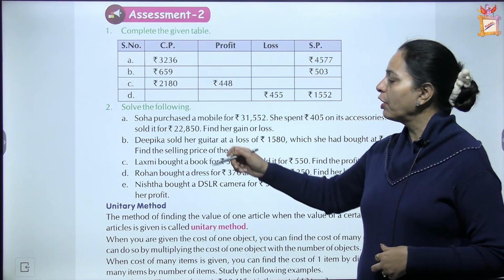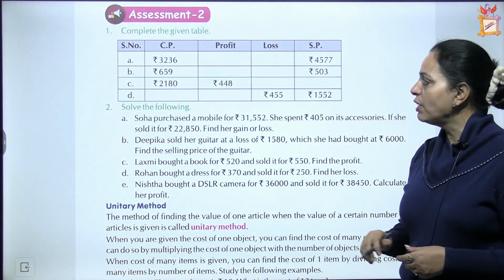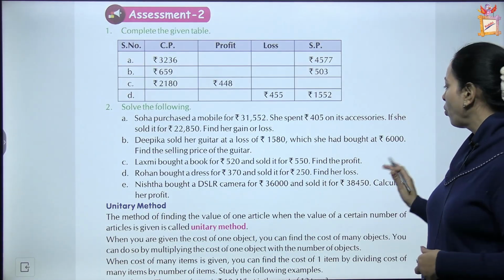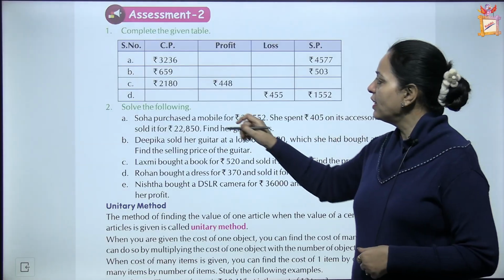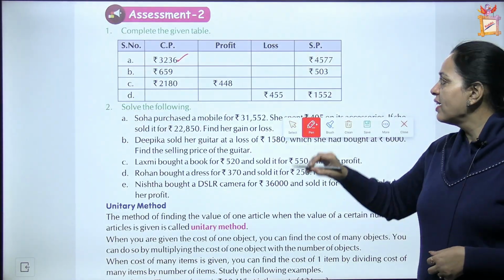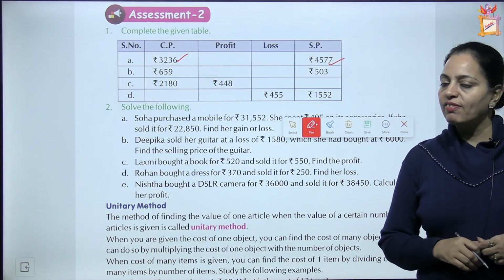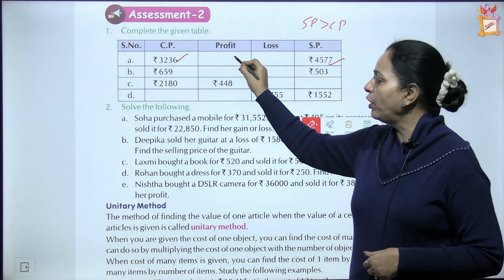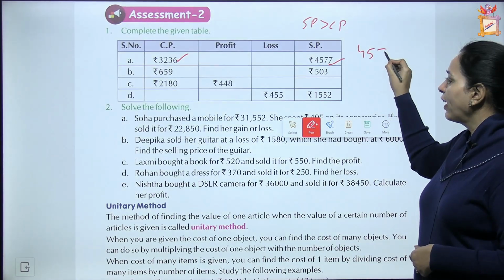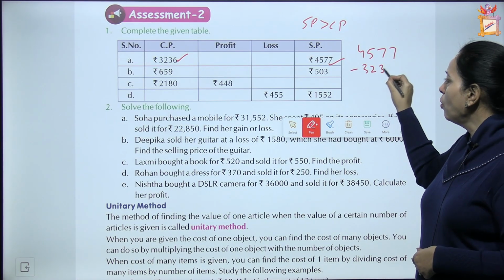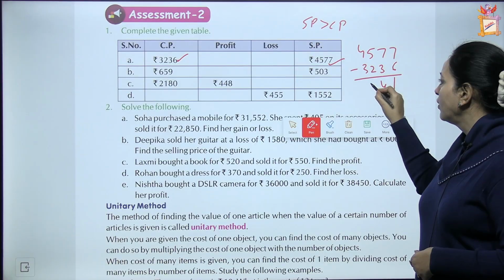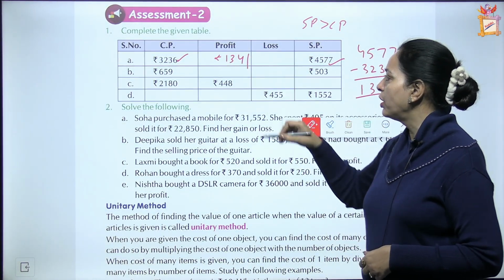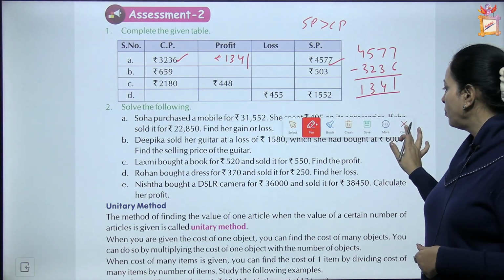Now assessment 2, the first one, complete the given table. Like here, serial number given, CP, profit, loss and SP. So first, CP and SP given. So what we can find? Profit or loss. So here CP is 3,236 and this is 4,577 SP. So SP is greater than CP. तो क्या होगा? Profit. तो profit find कर लेंगे, दोनों को माइनस कर देंगे. ₹1,341. Okay, similarly you can complete this table.